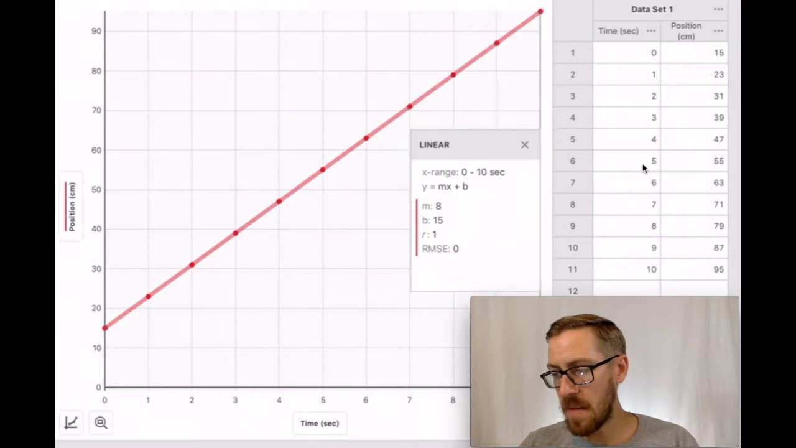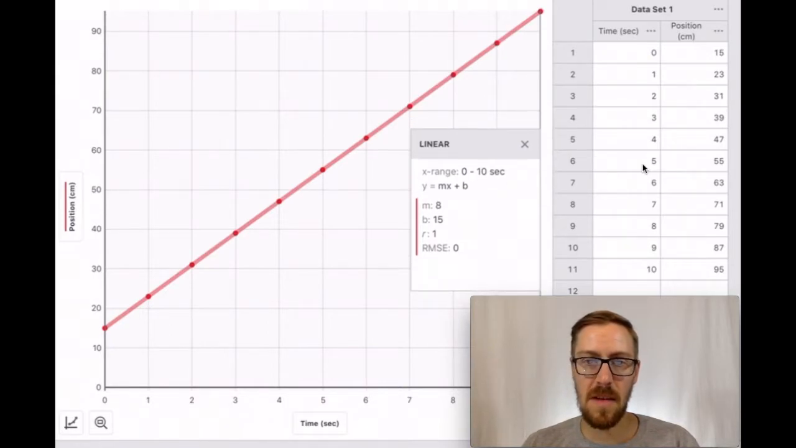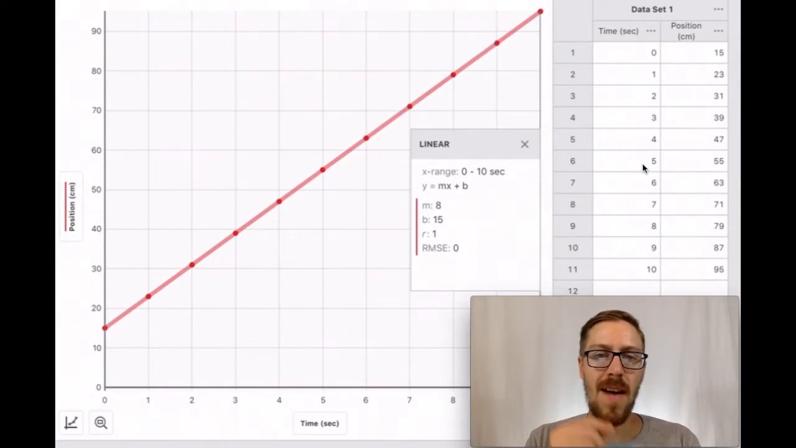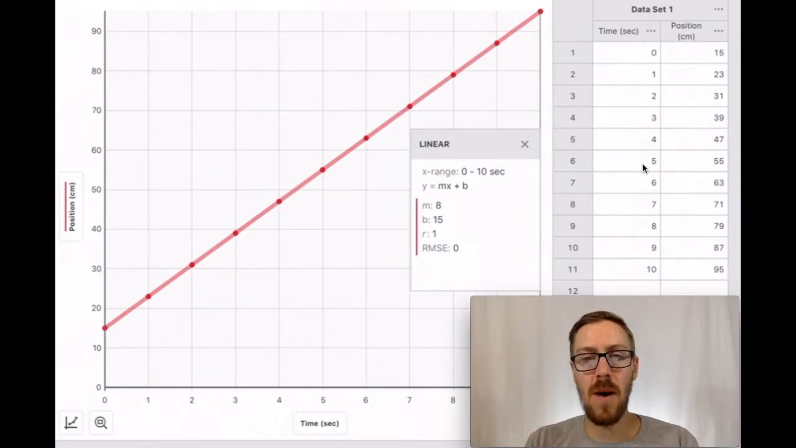Some of the stuff we care about, some of the stuff we don't. We don't care about the range. We know y equals mx plus b because we've learned it in our classes. So what we really care about are the m and the b. If you'll remember from the slope video, m is the slope, that's the rate of change. The b in the y equals mx plus b is the y-intercept, and that's the starting point.